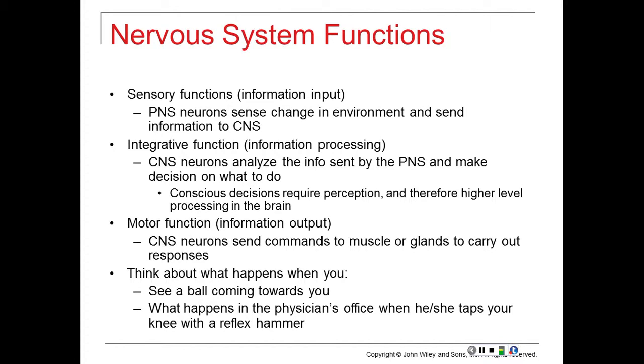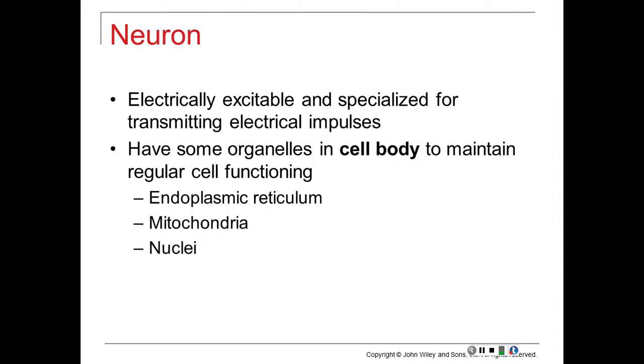Our motor function is going to be the information output. That's when the central nervous system neurons are going to send commands to muscles or glands to carry out the responses. Think about what happens to you when you see a ball coming towards your face, or what happens in the physician's office when he or she taps your knee with that reflex hammer. That's all sensory input in, a motor function out.